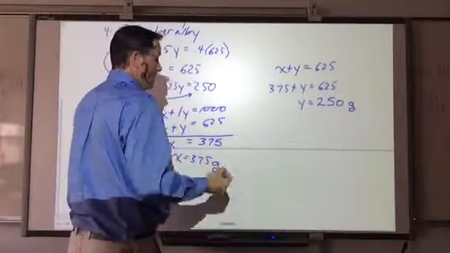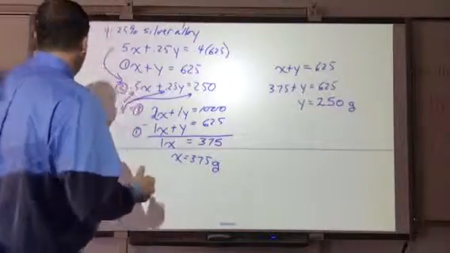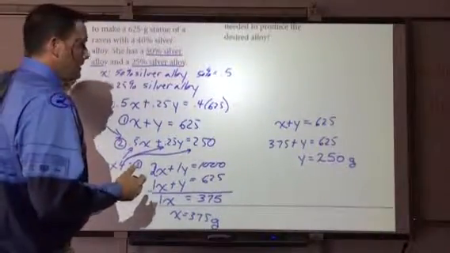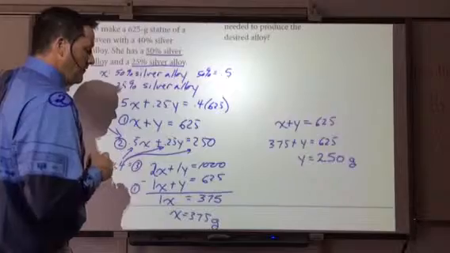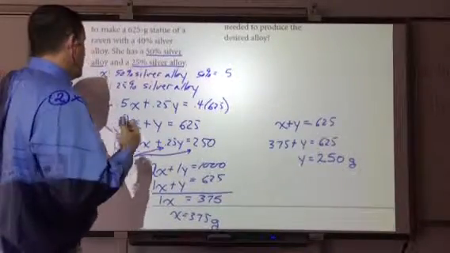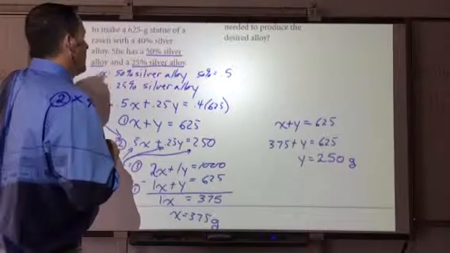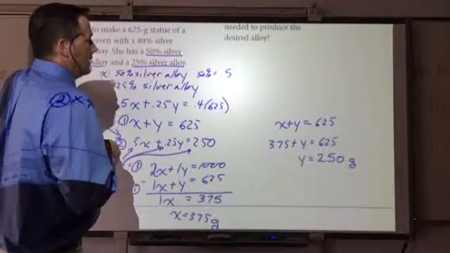In this case, you don't have to write the coordinate point. You need to know what your two answers are and have the right units. So we're going to have 375 grams of X and 250 grams of Y, where X is the 50% silver alloy and Y is the 25% silver alloy.